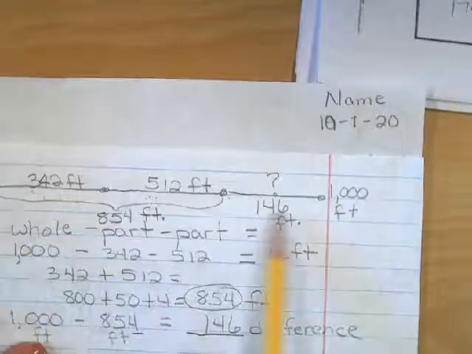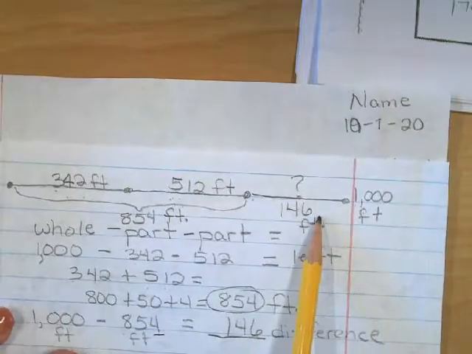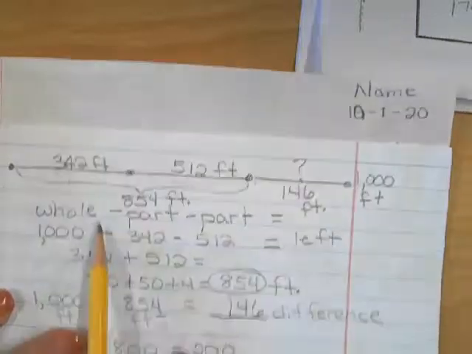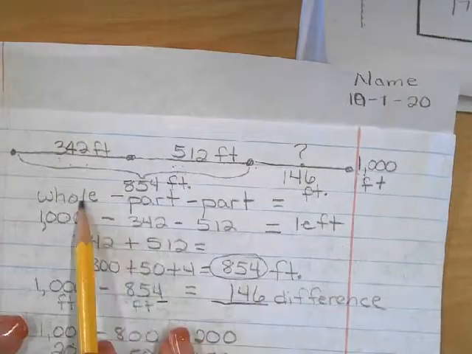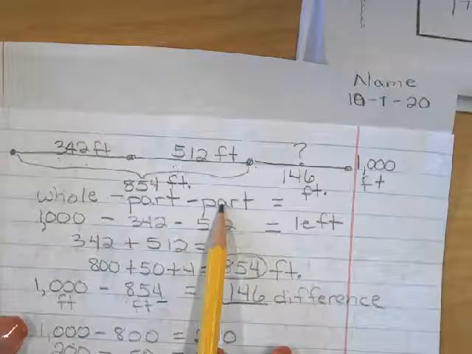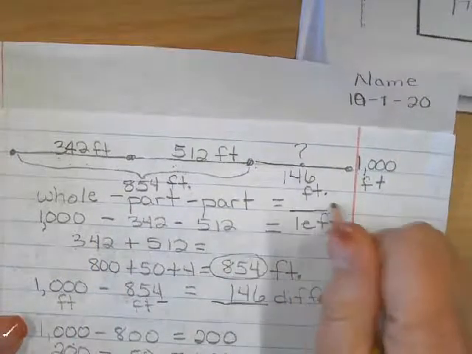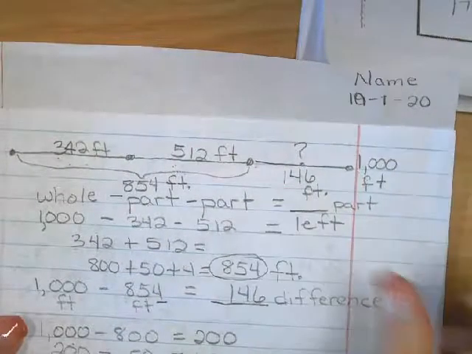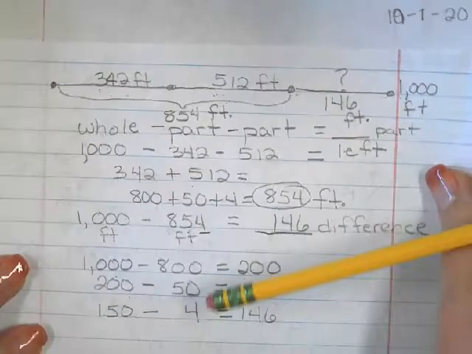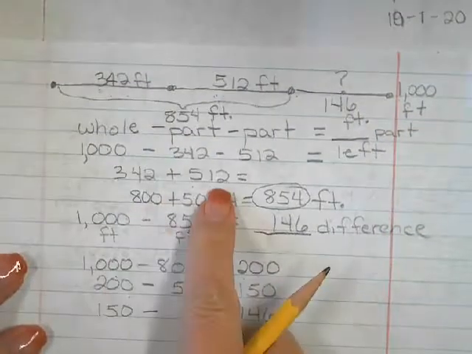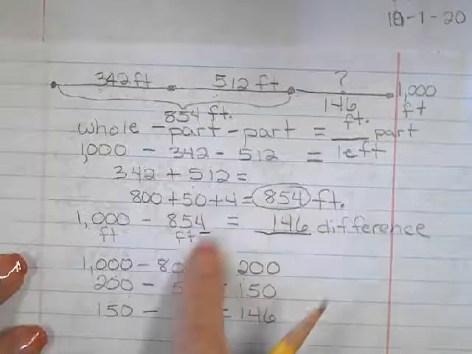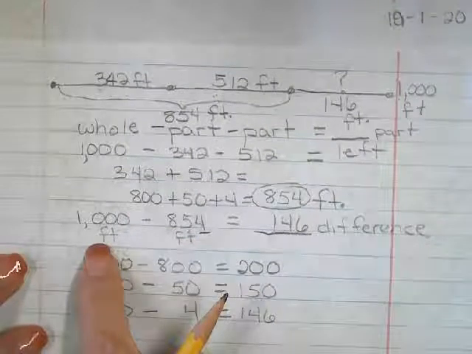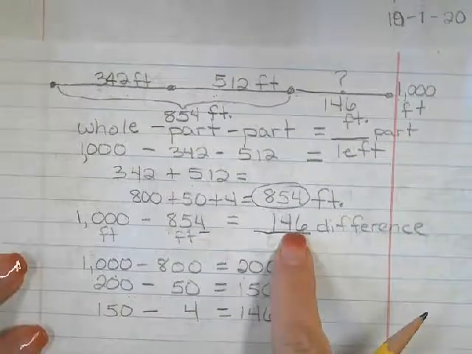Now, this is a model representation of this particular word problem. I'm showing you how to think about it as a whole and part. You're subtracting the parts to find your missing part, which is how much she has left to hike. Then we added the parts that we knew so that we could subtract from the whole to find our difference.